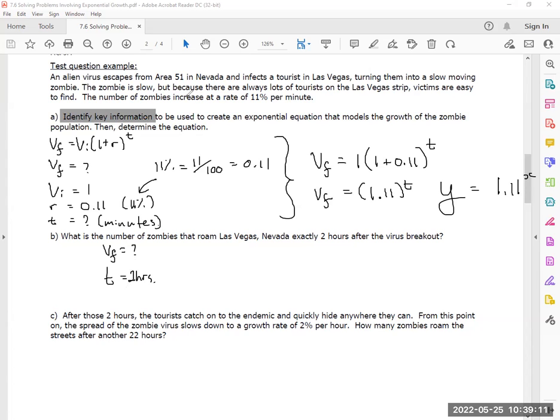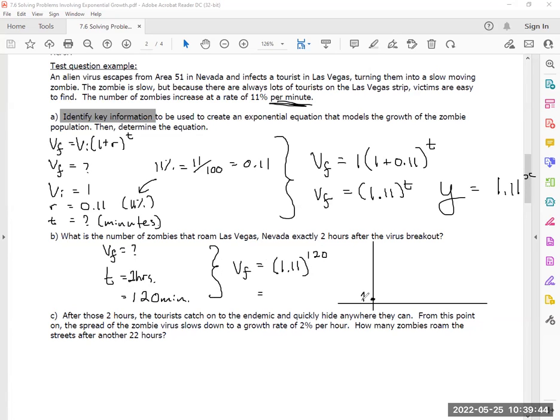Yes. The question said it was per minute, so it's going to be in minutes. Let's plug it in. Final value is equal to 1 zombie times 1.11 to the power of 120. All right, people, don't be scared. Don't be surprised. The exponent is 120. Before you put that in the calculator, what do you expect to happen?